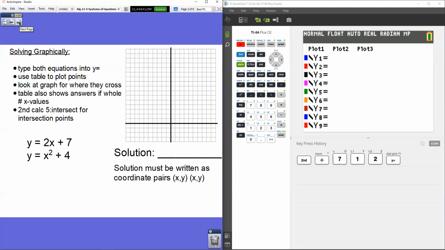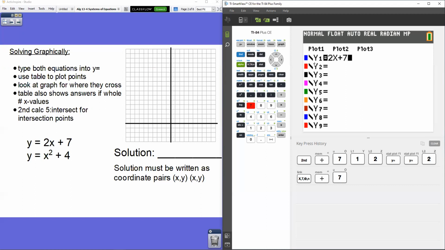So let's talk about how to do this graphically first. All right. When you go to do this graphically, notice these are the two equations that we're using. We have y equals 2x plus 7 and y equals x squared plus 4. What you want to do is type both of those equations into your y equals. So hit y equals and type in this first equation, 2x plus 7.